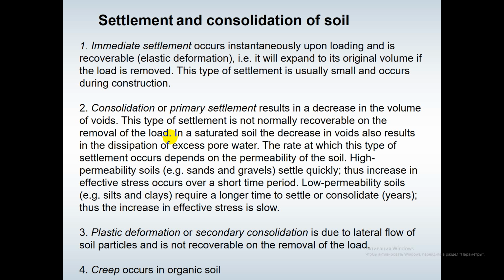Plastic deformation or secondary consolidation is due to lateral flow of soil particles and is recoverable on the removal of the load.